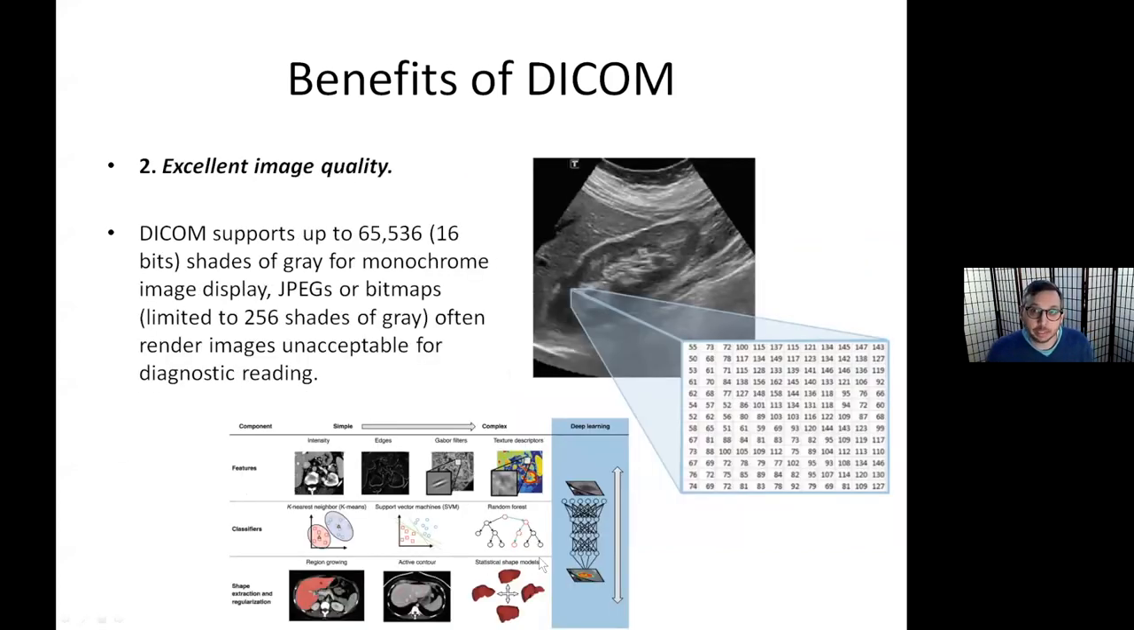It gives excellent image quality. DICOM has been given to support 16 bits, so that's 65,000 shades of gray. So really subtle details that may be even hard for a human to interpret, we've made it so that the computers can extract that. Artificial intelligence, machine learning, deep learning, all these things are really hot right now. DICOM allows these things to occur. This is an example of where they're doing a feature extraction. Then they can make statements about, well, is this a liver metastasis? Is this a malignancy, or what is this? We can train the computers to do these things.